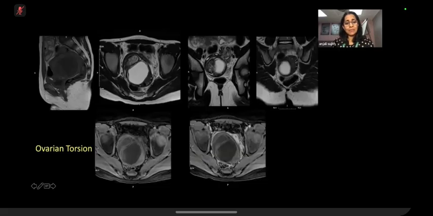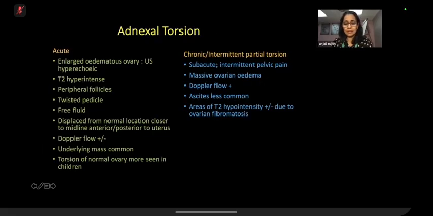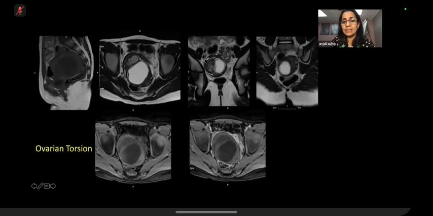Ovarian torsion can present acutely, or it can have chronic intermittent partial torsion. What happens is, when the ovary undergoes torsion, it becomes edematous, it enlarges to a great extent, and so it can have a bizarre appearance, it can have cystic changes, hemorrhagic changes. Classically, we'll see that when the ovary is enlarged, the ovarian follicles are stretched and are seen at the periphery of the lesion. So that is a clue that this is an enlarged ovary.